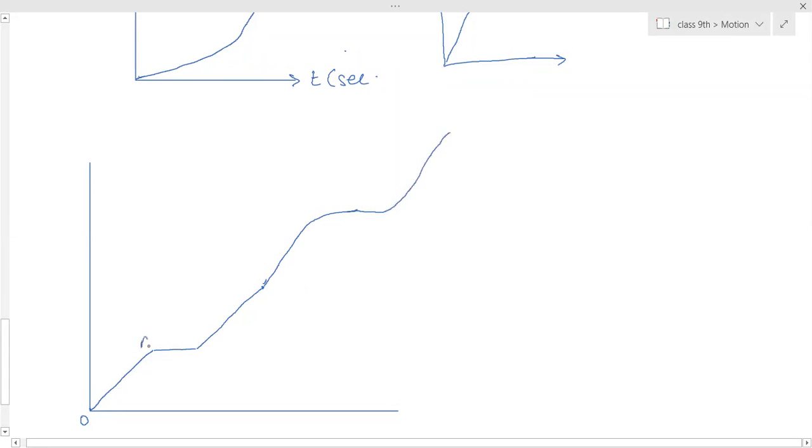Now this is point A, this is point B, this is C, this is D, here to here, E, and this is F. Now tell me the types of motion from O to A. OA is uniform motion, because you will see the straight line on the ST graph, right? Now AB, stationary. The object is at rest. It has stopped for some duration.